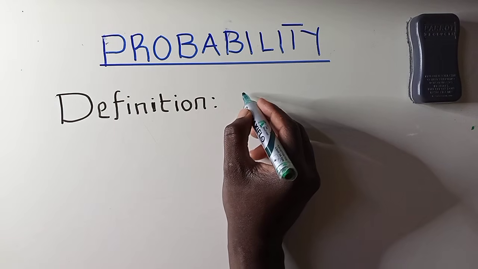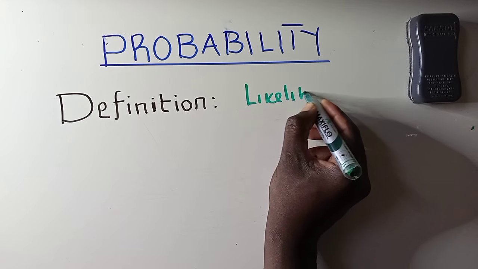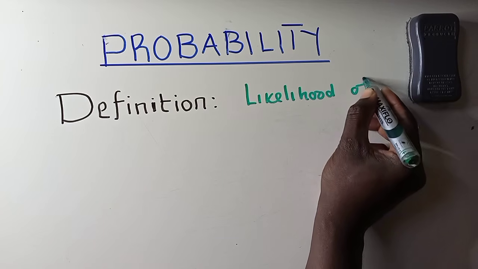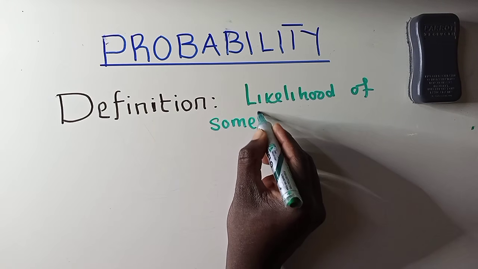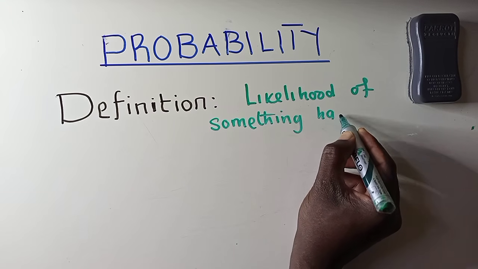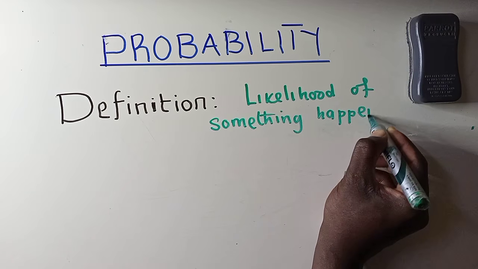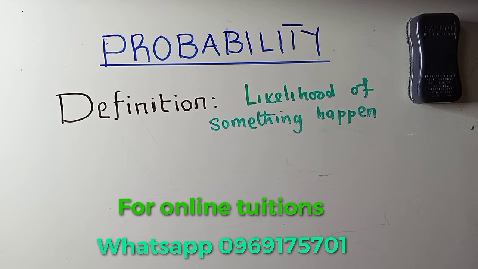So this is simply likelihood of something happening, okay? So this is how you must be defining probability. Whenever you've been asked to define probability or to say a thing about probability, you say it's the likelihood of something happening.